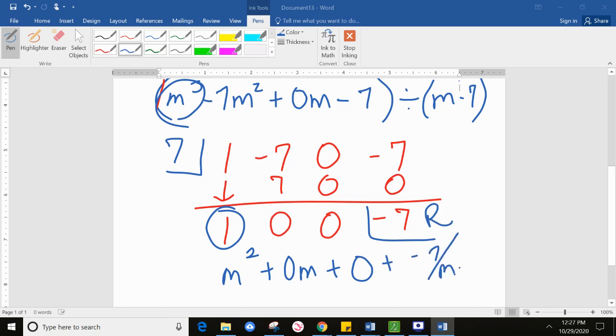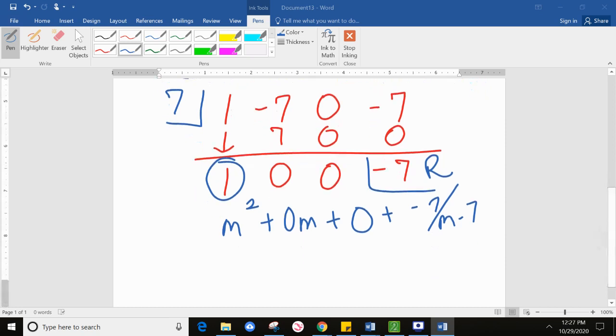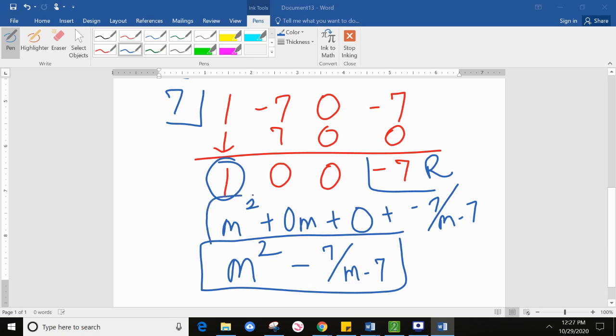And so you could write it this way. It wouldn't be wrong. What's a little cleaner way you could write it? Technically, you don't need those 0 terms. You could just write this as m squared. You could even forego the plus and just write minus 7 over m minus 7. That would also be an acceptable answer. Again, I wouldn't count this top one wrong at all, but it just takes out the clutter if you take those zeros out.